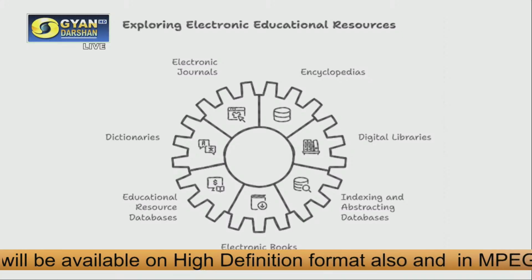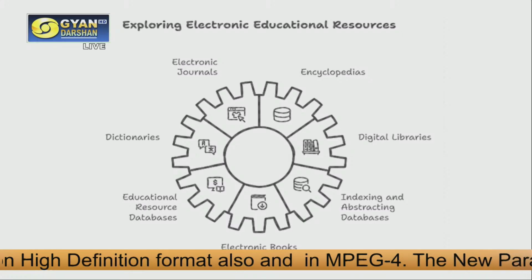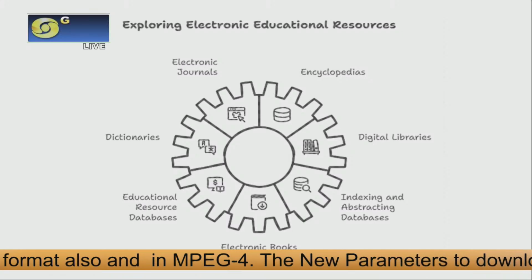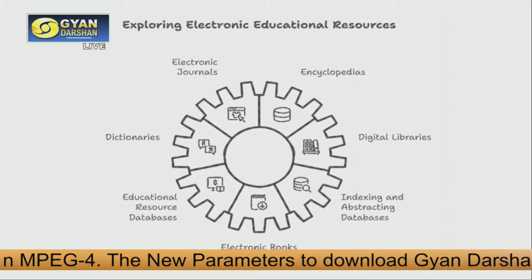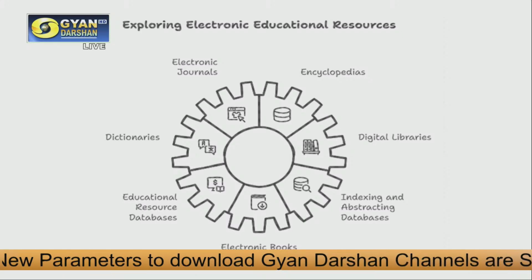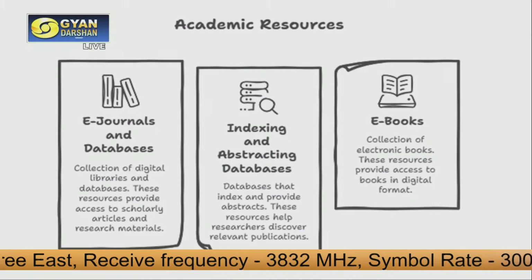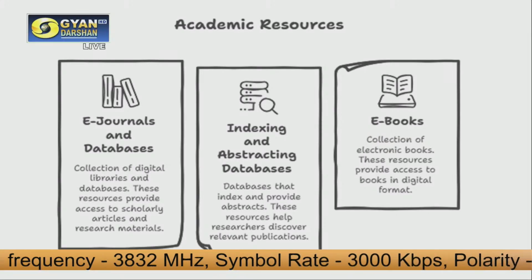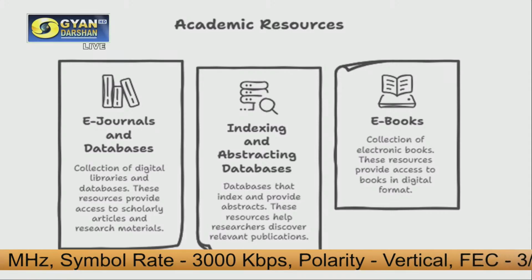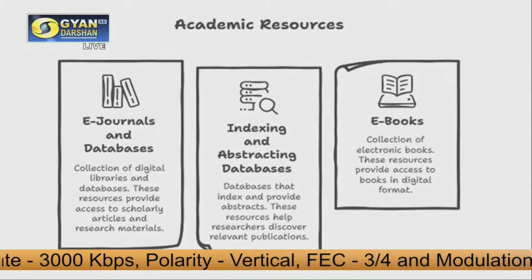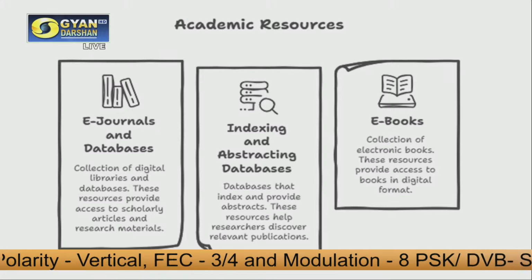So these are some of the things wherein a lot of information, online thesis, repositories, projects, and many things are available, which are required by the students when they are studying the subject in a deeper sense. So broadly, the students explore electronic forms of journals, e-books, apart from this, index databases. The electronic journals and databases are a collection of digital libraries and databases, and actually these resources are provided to access the scholarly articles and the research materials.